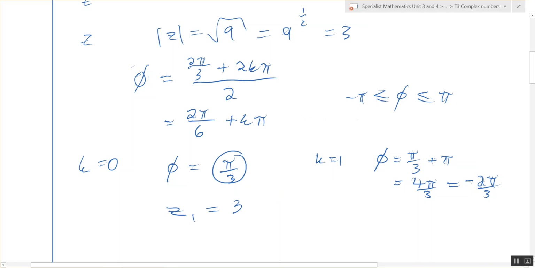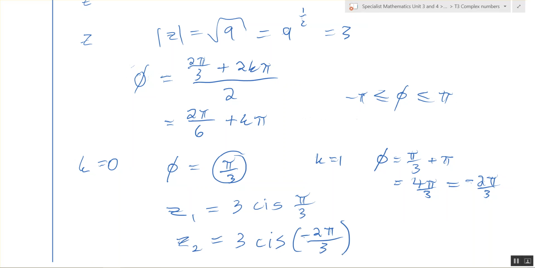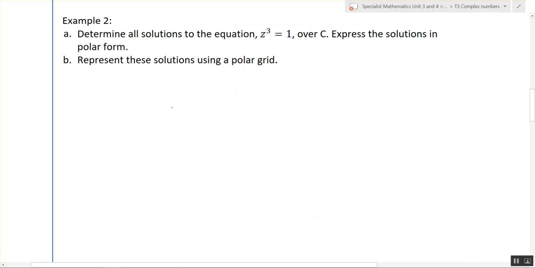Why doesn't k go to 2? Oh, sorry, I thought it was a trick question, like a joke. No. It's only got 2 solutions. On the Argand diagram, it's like that, then that, and then we go back to that again, because it just keeps repeating itself. It's a circle.